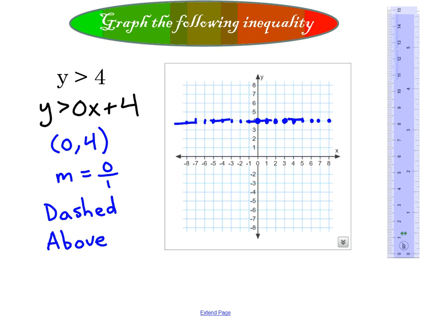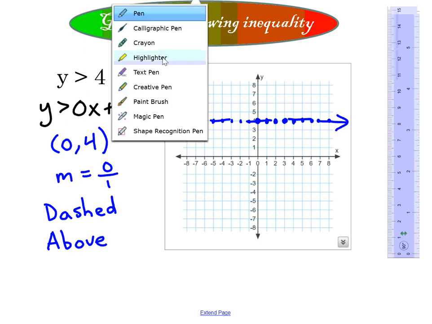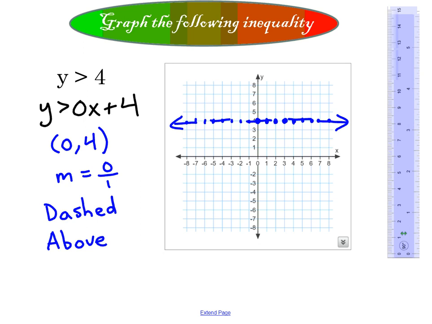Put my arrows. And we said it is going to be shaded above. So I'm going to go ahead, take my colored pencil, and shade it above. Okay. And just to be clear, when I do this, I want to make sure.